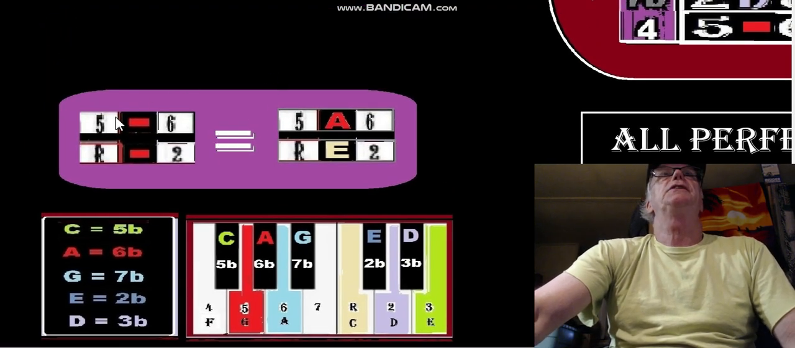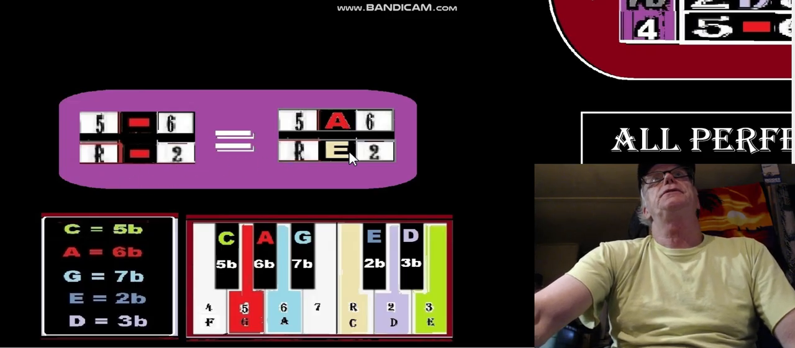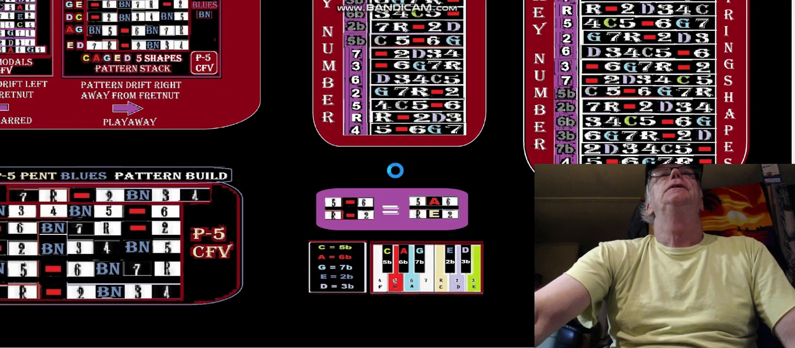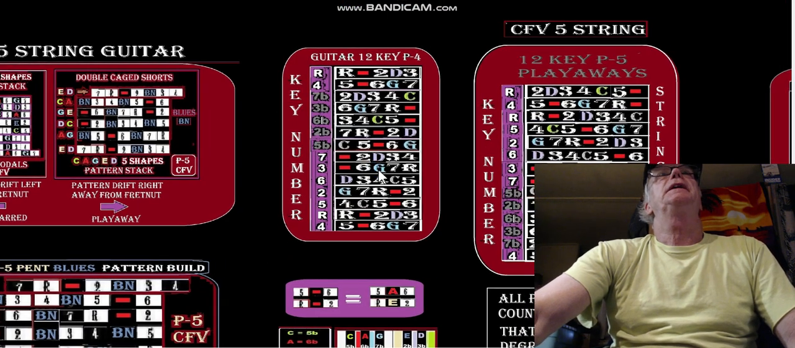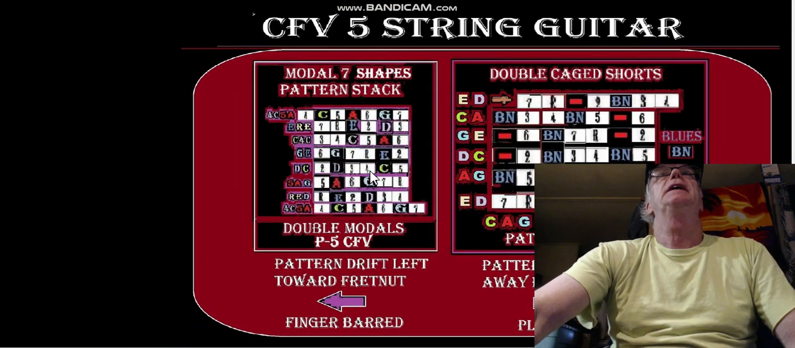in the pattern stacks. And now the dash is really just the A, and the dash between root and 2 is the E. So that'll help you with the dashes. I'm trying to work them out of the pattern stack.